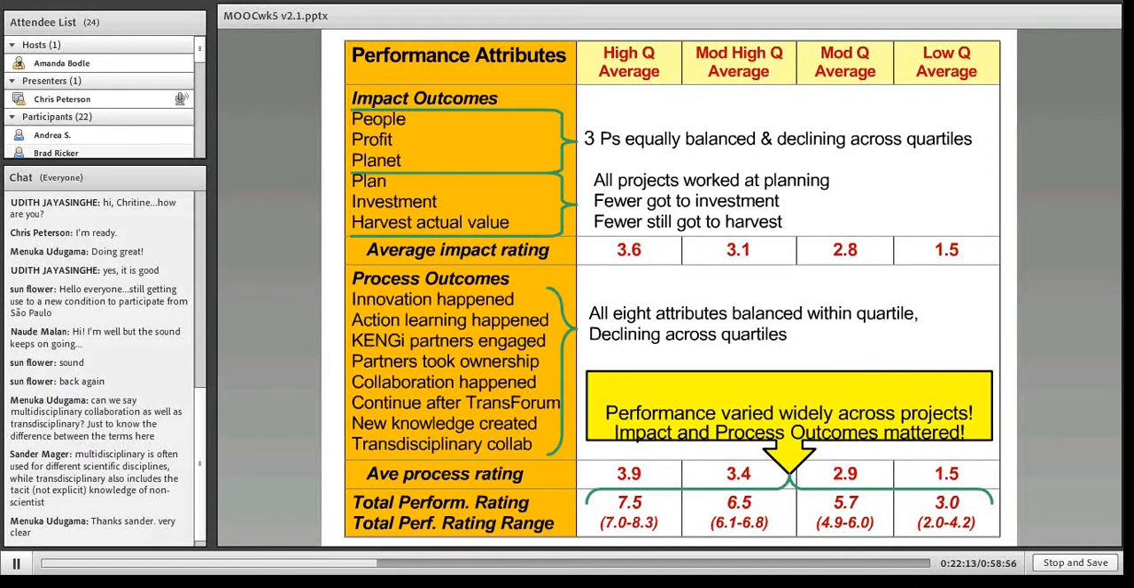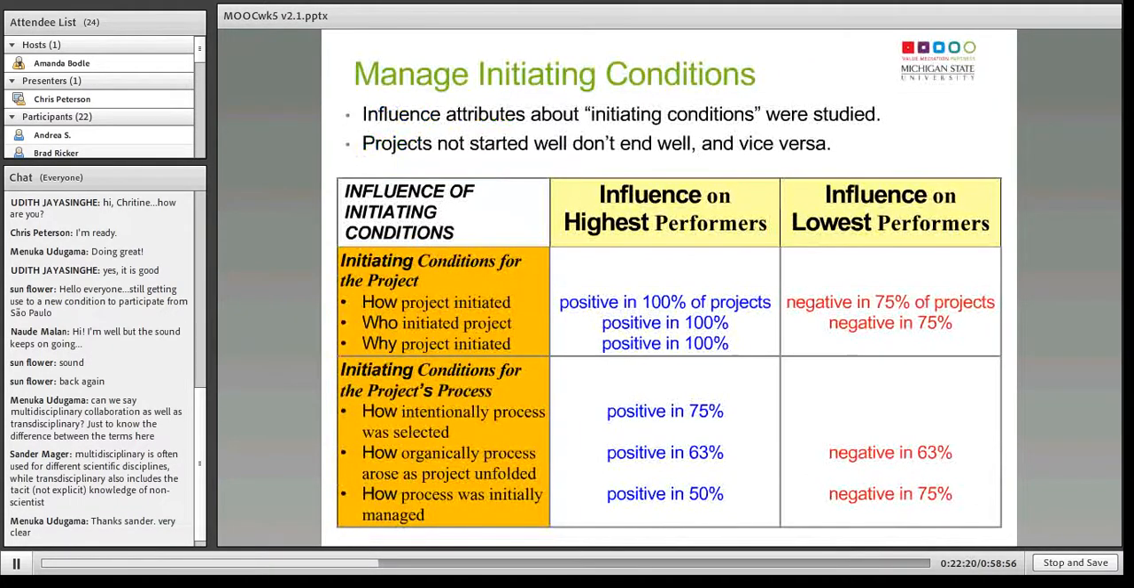Well, the first set of explanatory variables that we looked at in detail had to do with how these various projects got initiated. And it turns out that projects that don't get started very well don't end very well, and vice versa. And in particular, we looked at attributes like how a project was initiated, who initiated the project, and why was the project initiated.